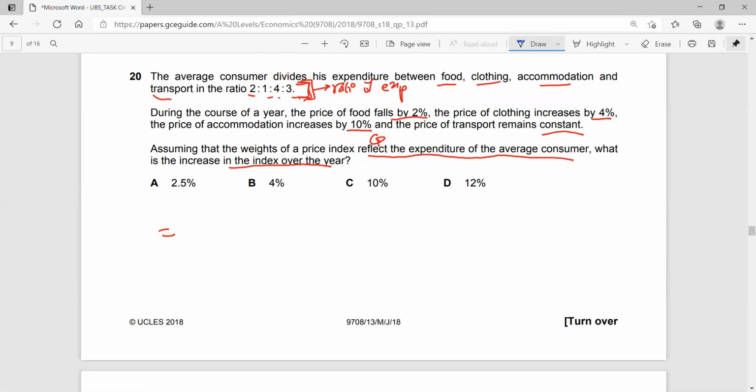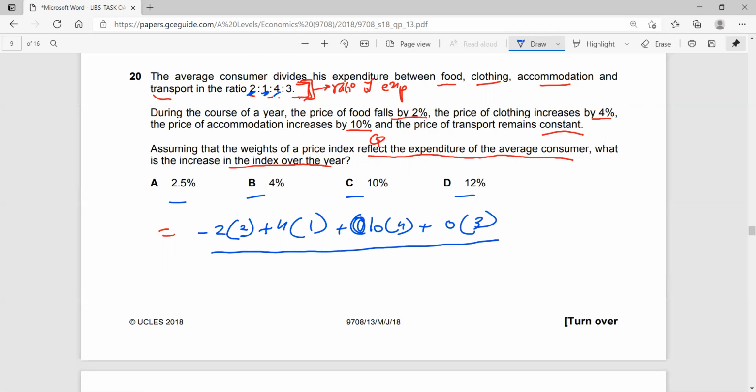So the first thing you have is food. The price of food falls by 2%, so I'm going to put a minus sign and 2%. I don't have to convert it because the final answers are also in percentage, so I can just keep it in percentage. The minus sign is because the price of food falls, multiplied by the weight, which is 2, plus the price of clothing increases by 4%, so it's plus 4. The weight is 1, plus the price of accommodation increases by 10%, and the weight is 4, plus the price of transport changes by 0%, so it remains constant, and the weight is 3.